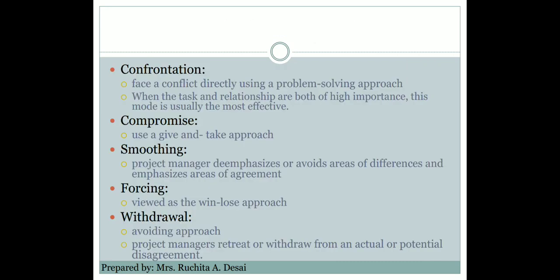The fifth one is withdrawal. Here the project manager retreats or withdraws from an actual or potential disagreement. It means they are avoiding. This approach is called avoiding, and it is normally the least desirable conflict handling mode.